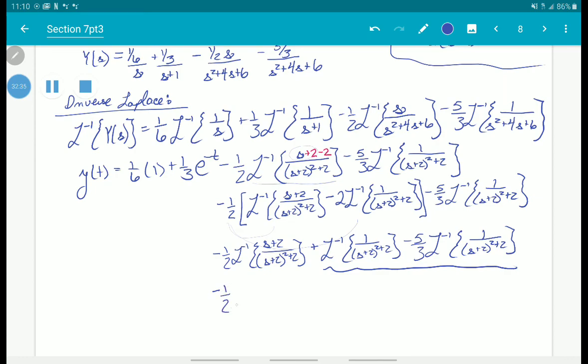So doing some of these is kind of like playing chess. We need to be able to see a step or two ahead. And the more you do these, the more you're going to be able to see that. It's one of the fun things about math. So 1 minus 5/3 is a minus 2/3.